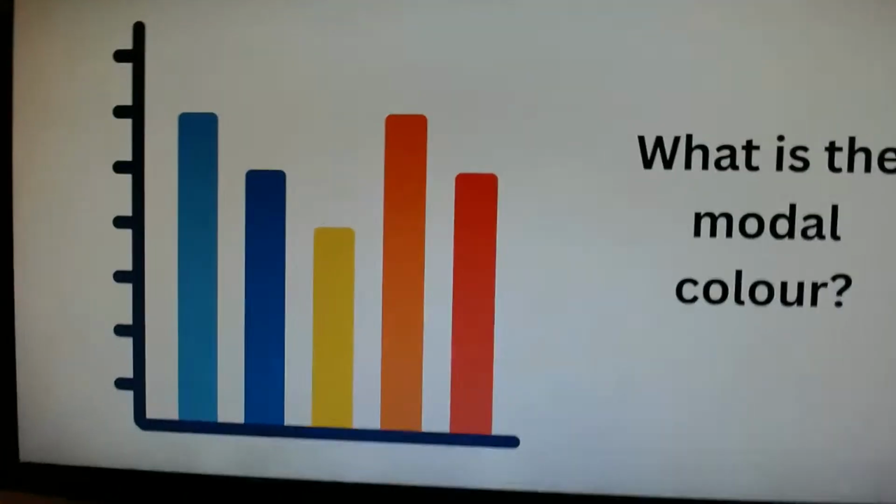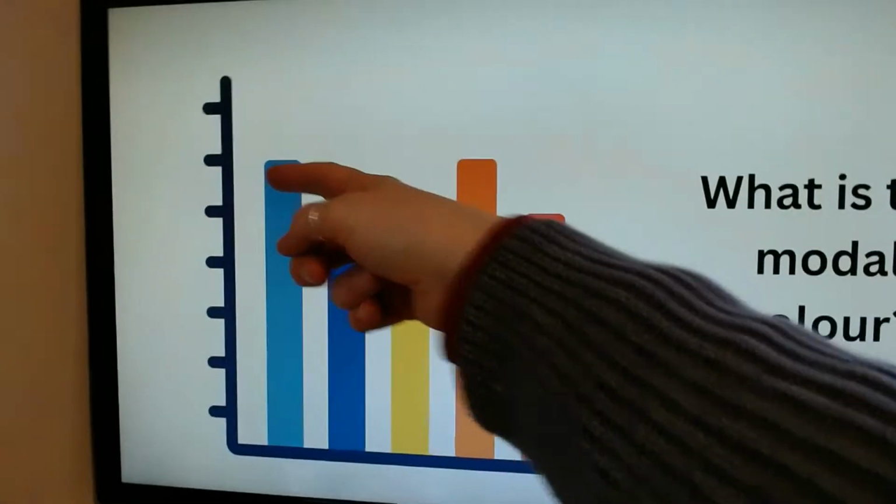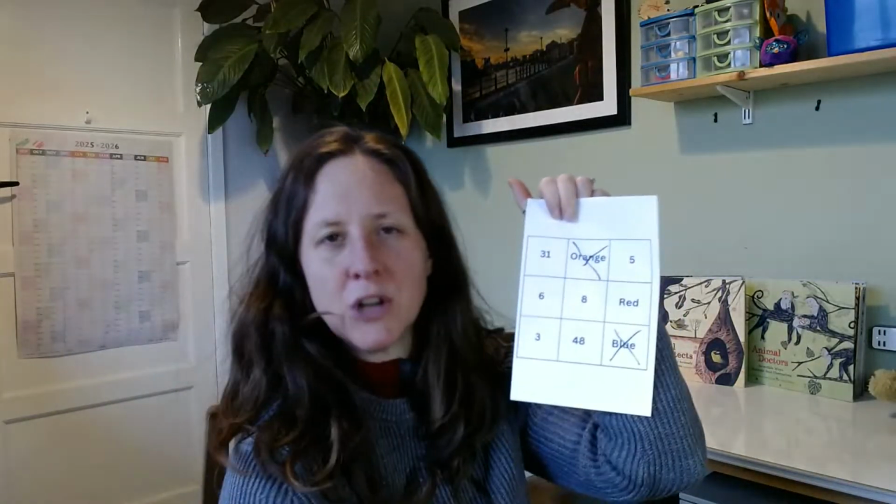So the first one, this was a bit confusing on Facebook for a couple of reasons. One, people couldn't tell if they were the same height. The orange and the light blue are the same height. The other one is that I am just so far removed from being a perfectionist that I don't even think about blue and light blue. I just put blue. So there were 2 answers for this one: orange and blue. Orange and blue were both the modal colour because they were both the highest.